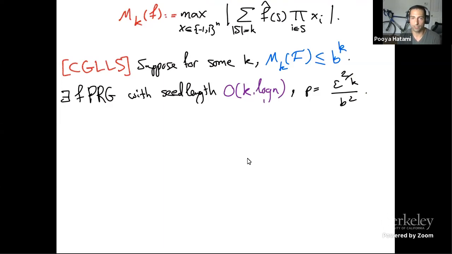And what this new paper shows is that if there's some k, and this k has to be at least 3, and if you can prove that m_k of f is at most b to the k, then you can construct a fractional PRG of seed length k log n. And this will be a p-noticeable fractional PRG where p is epsilon to the 2 over k, b squared. So you can see that it's better, and you can get a better PRG out of this by plugging it into the polarizing random walks.